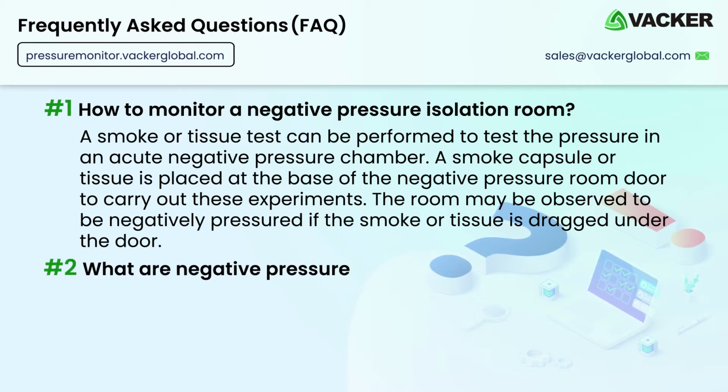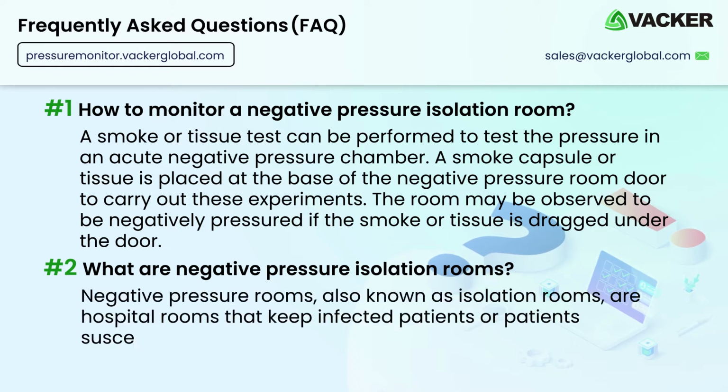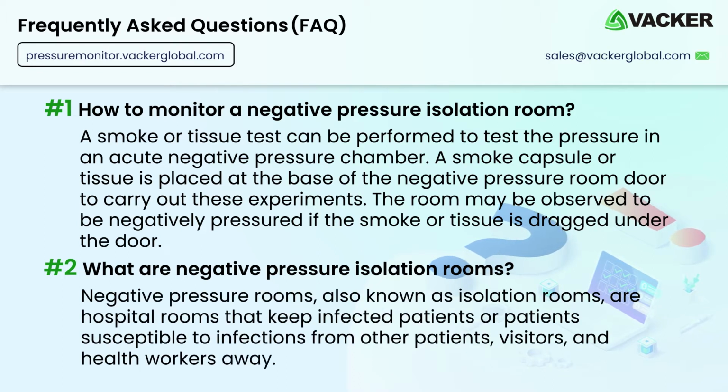What are negative pressure isolation rooms? Negative pressure rooms, also known as isolation rooms, are hospital rooms that keep infected patients or patients susceptible to infections away from other patients, visitors, and health workers.